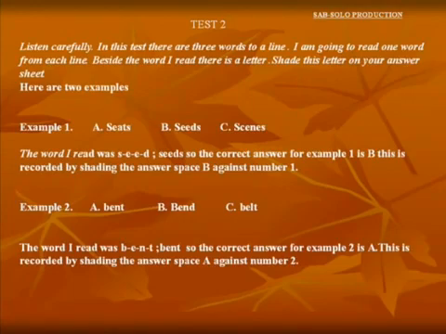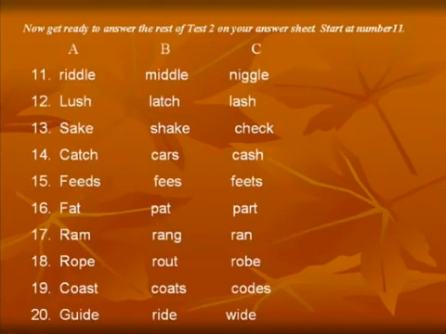Example 2. Bent. The word I read was B-E-N-T. Bent. So the correct answer for example 2 is A. This is recorded by shading answer space A against number 2. Now get ready to answer the rest of test 2 on your answer sheet.